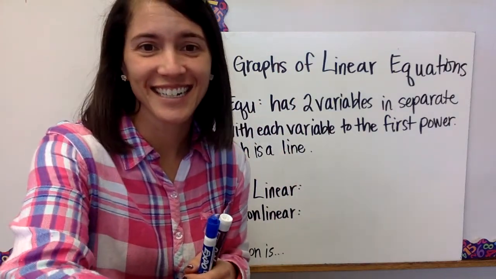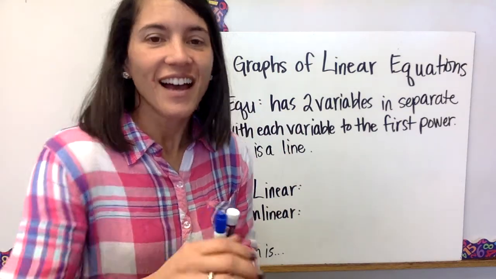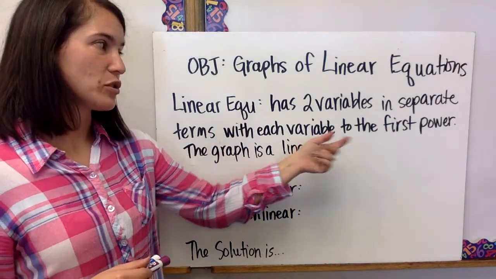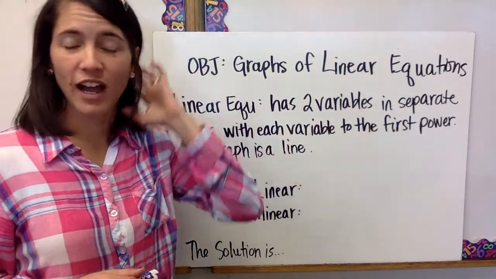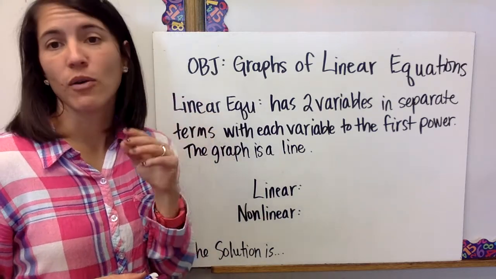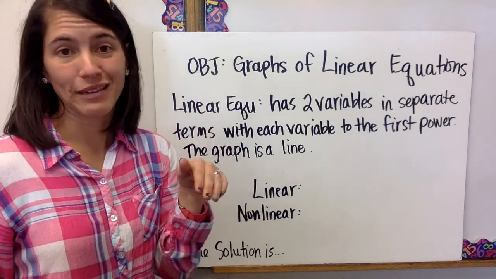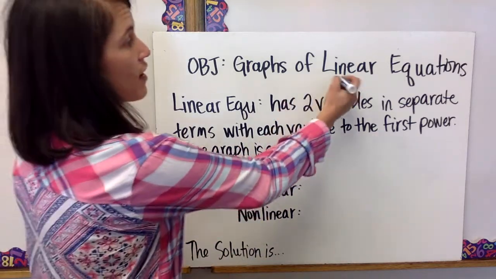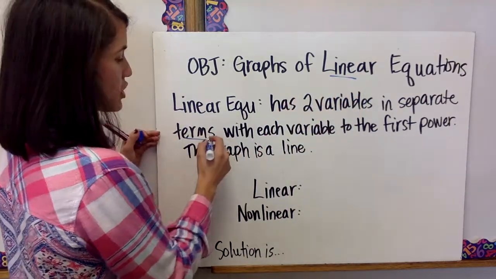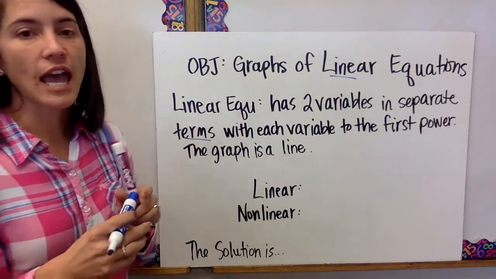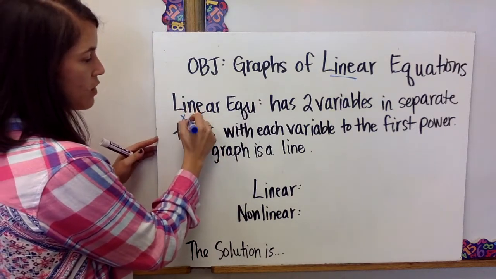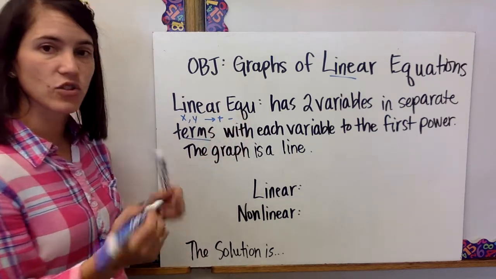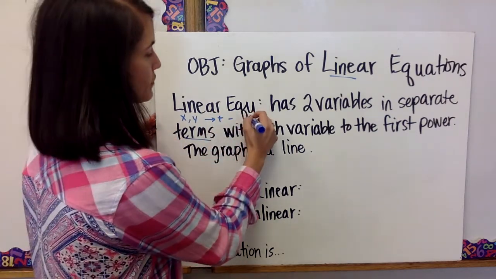Okay, you there? Okay. A linear equation has two variables in separate terms with each variable to the first power. So if it has a second power, a third power, anything other than the first power, then it's not going to be linear. And the graph is a line because the root word of linear is line. What I mean by two separate terms is the x and y, usually, have to be separated by a plus or a minus or an equal sign.